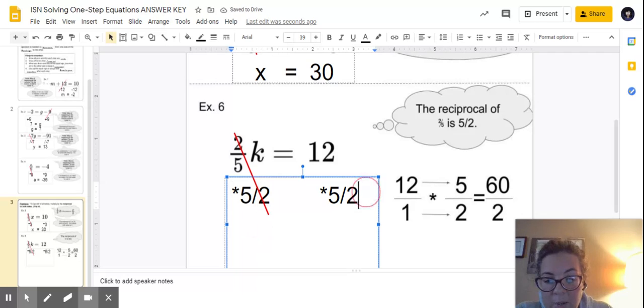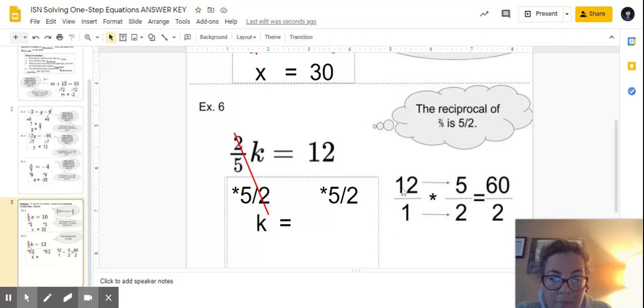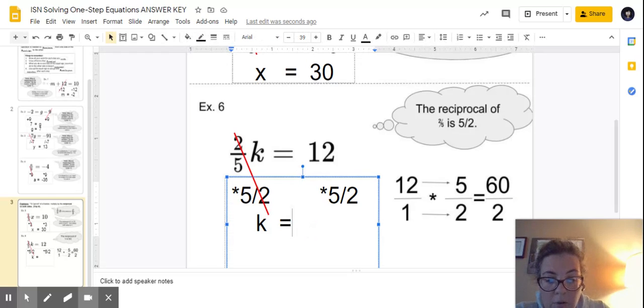So on this side of the equation, I'm going to have 1k, or just k, equals. And on the right side of the equation, I'm going to have to do 12 times 5/2. That's where this part over here is going to come in handy. 12 times 5/2 is really 12 over 1 times 5 over 2. When I multiply fractions, I do numerator times numerator, so 12 times 5 is 60. Denominator times denominator, 1 times 2 is 2. So my answer is 60 over 2, and k is equal to 60 over 2.